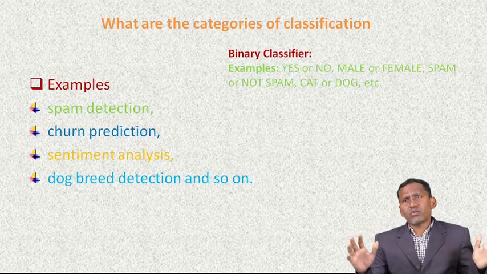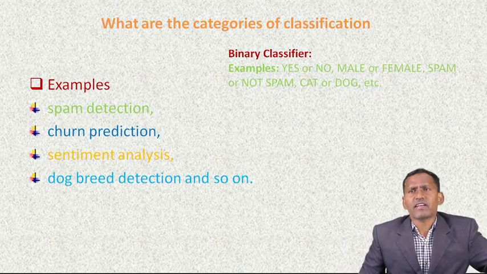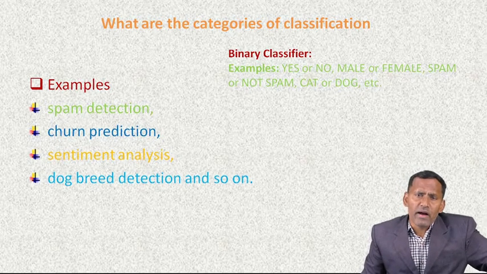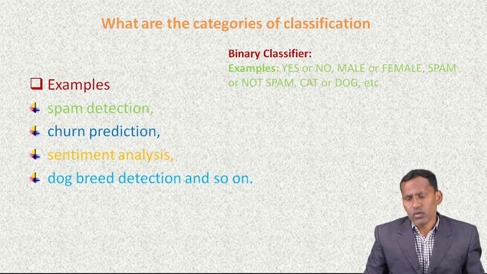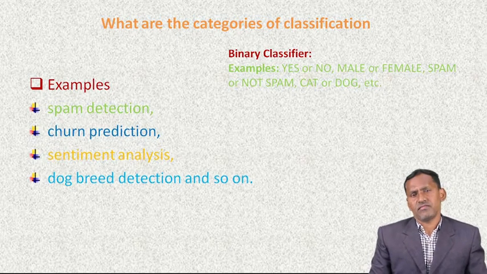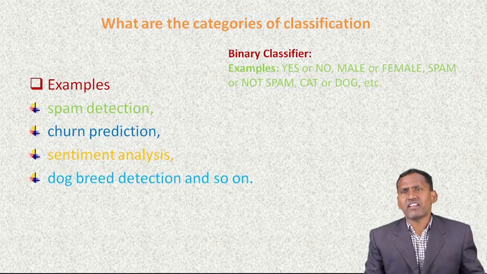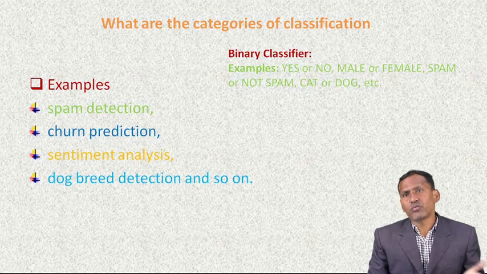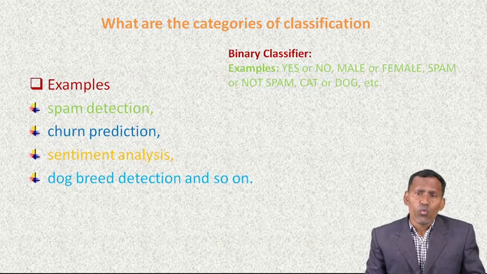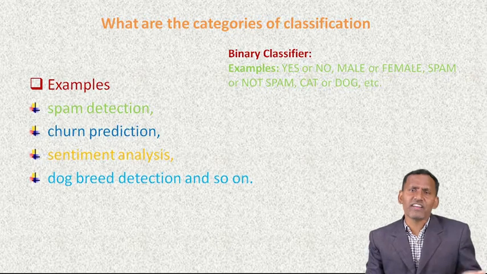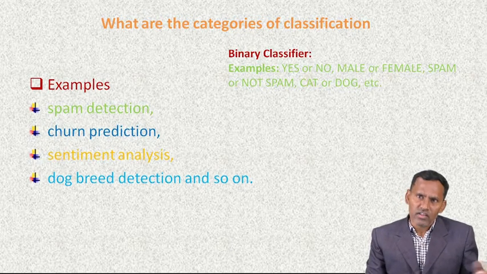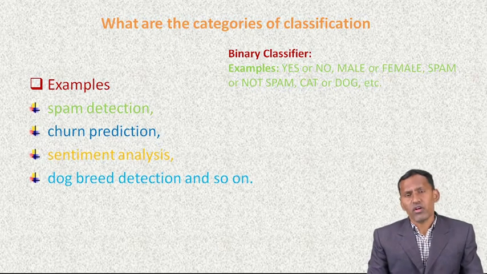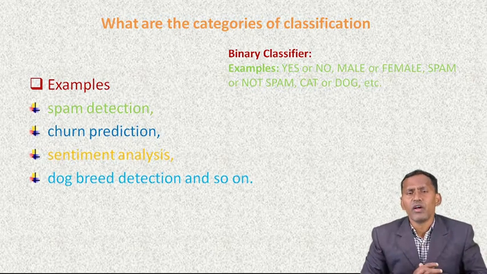Now, coming to the categories of classification. We can categorize the classification techniques broadly into two categories: binary classification and multi-class classification. Coming to binary classification, the output should be a yes or no category, 0 or 1 category, male or female category, or spam or not spam, cat or dog, etc. So all these examples come under binary classification.